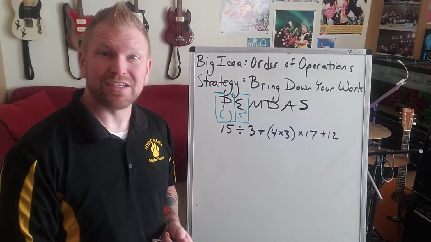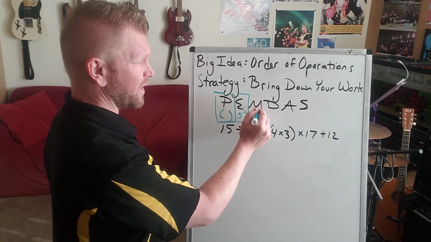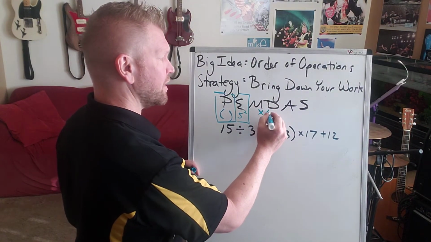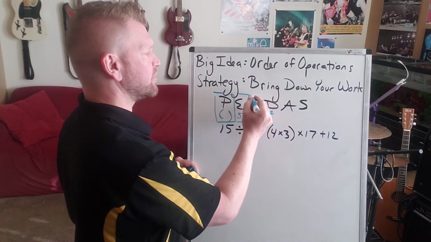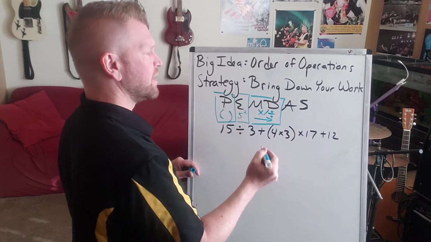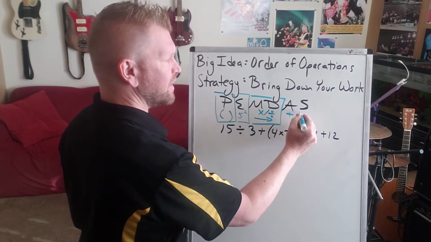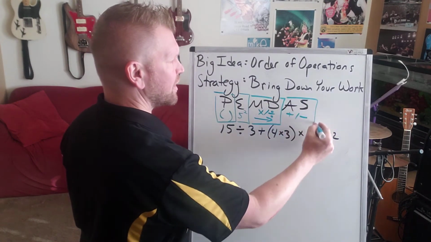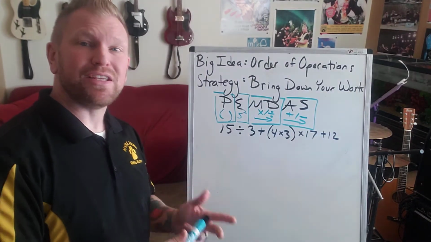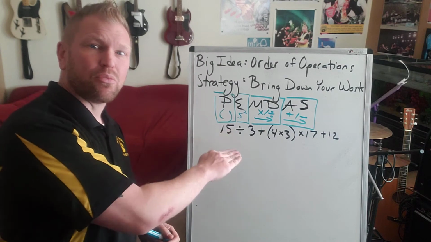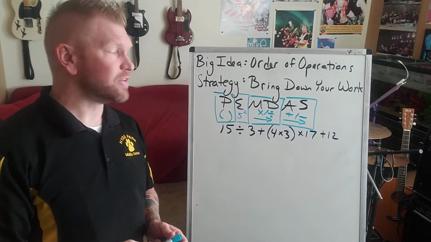But here's the trick again. Step 3 is not multiply. Step 3 is multiply and divide. But you've got to go from left to right when you see those multiplication and division problems. And step 4 is not add, it's add and subtract. And once again, you've got to do it from left to right. All right, so let's apply these order of operations to this problem, bringing our work down step by step until we achieve the right answer.